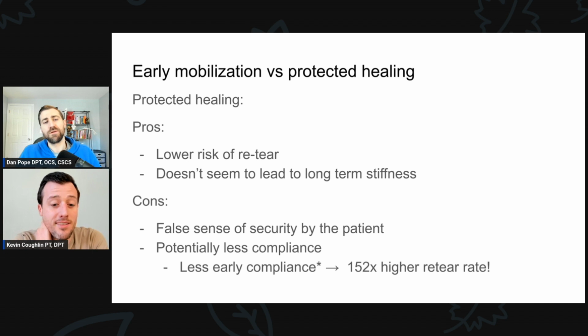If the patient is less compliant with their precautions, so say the surgeon says, hey, go start PT in 10 weeks or 8 weeks, and just hang at home in your sling for the early phase, let this thing heal, let this thing scar down a little bit. Well, if that person isn't educated and they're not checking in with a therapist and making sure they're following their precautions, they're 152 times higher risk of re-tearing, which I thought was just insane, right?